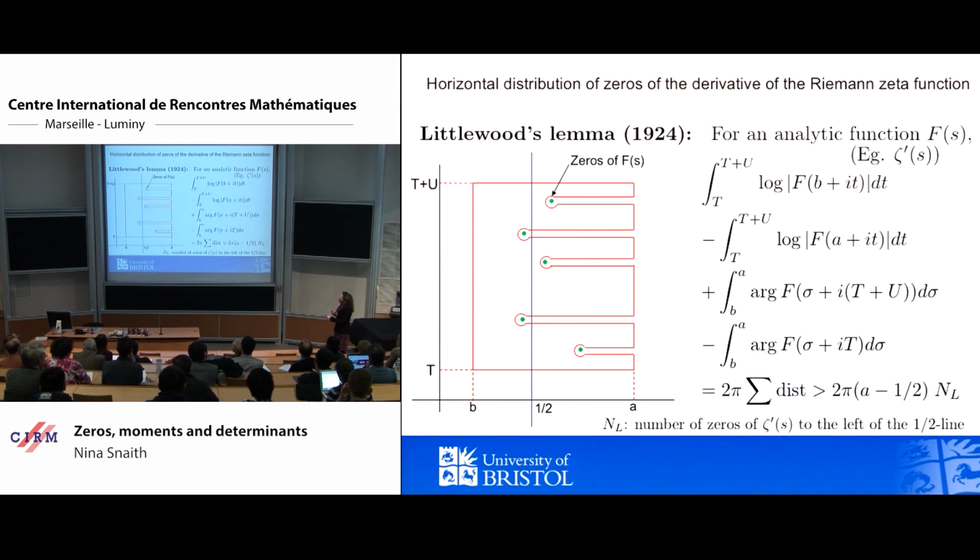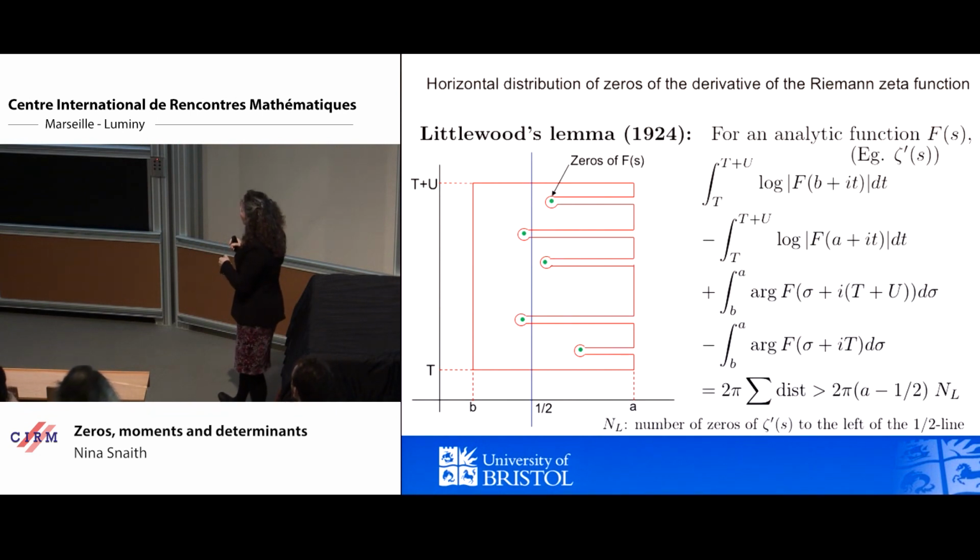This distance here. And so certainly the sum of all the distances is going to be greater than the sum of those distances for each of the zeros that's on the other side of the half line. Yeah? So it's giving us a bound. So N_L is the number of zeros of, say, zeta primed that are on the left of the half line, and so we get a bound on the number of those zeros. So that's essentially the argument.